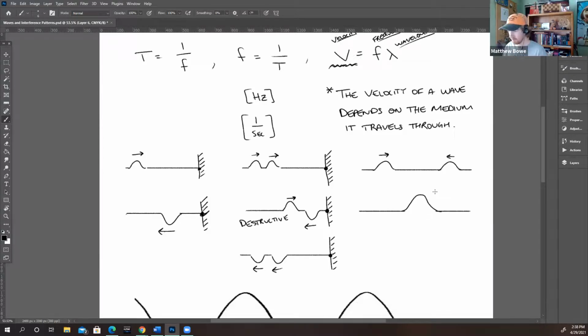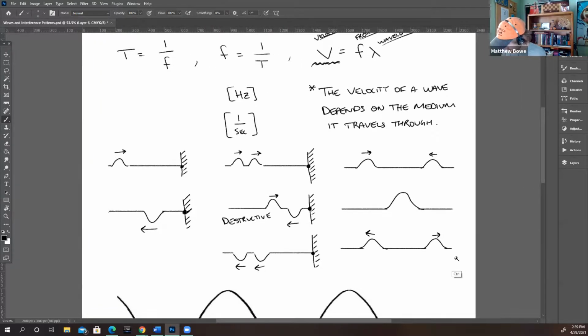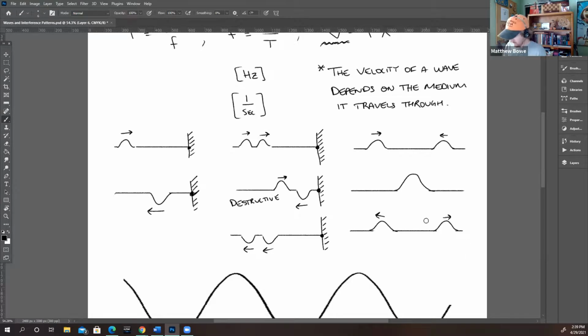But again, this is just for the briefest moment, because the waves will continue to travel the direction they were originally headed. And then they would continue along their path through one another. Okay, I will call this constructive interference, because they're constructing, or they're building a bigger amplitude. Constructive.